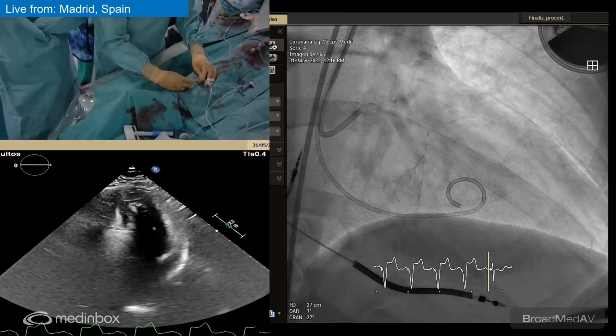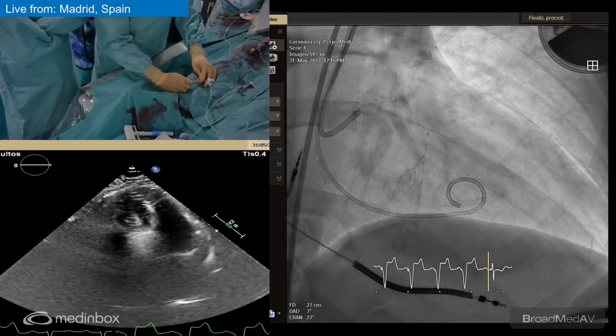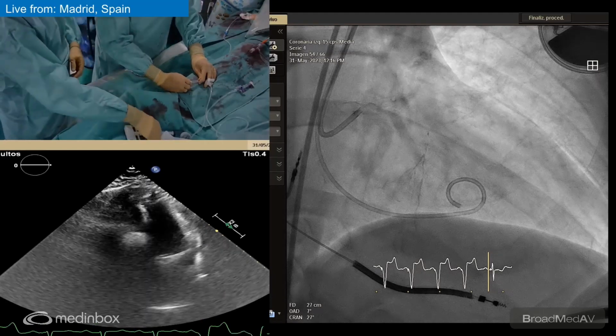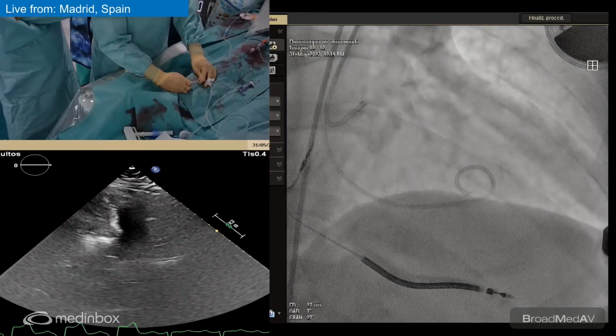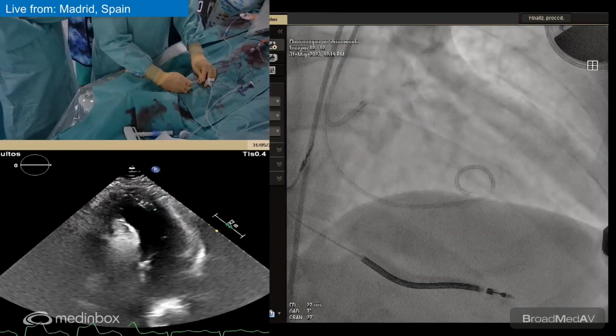So we are injecting the alcohol very, very slowly. The balloon is inflated all the time.